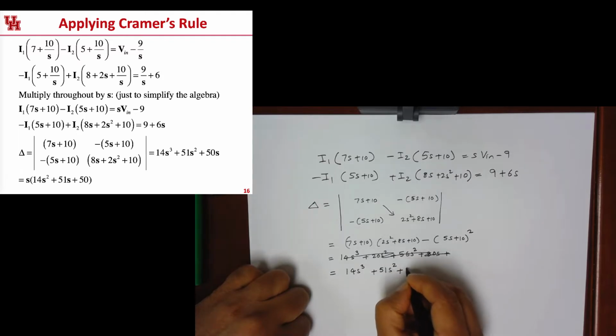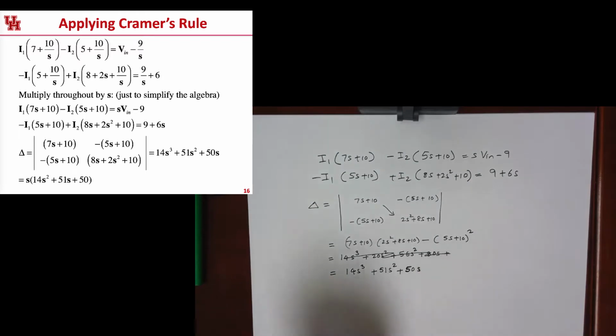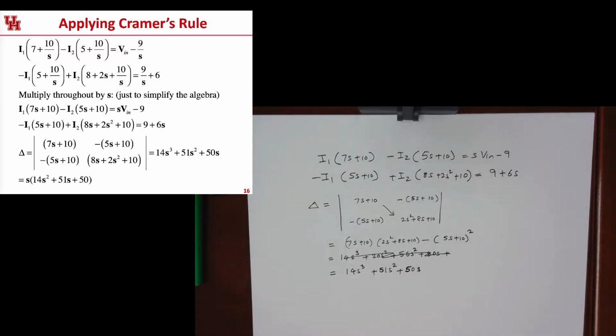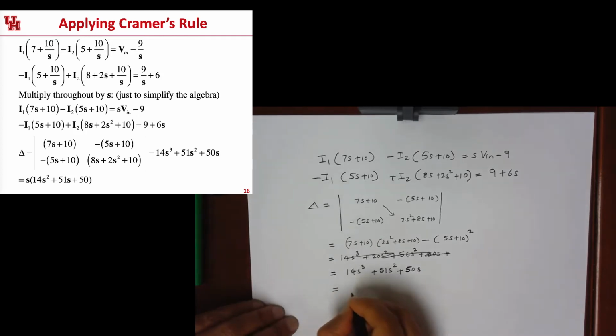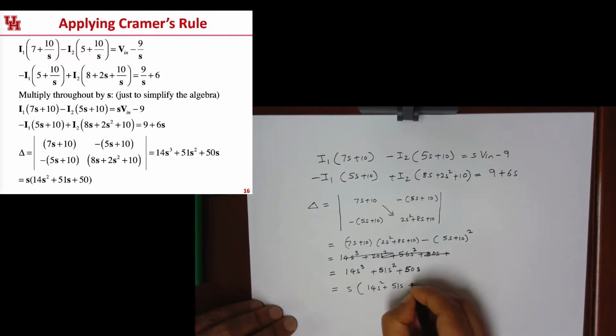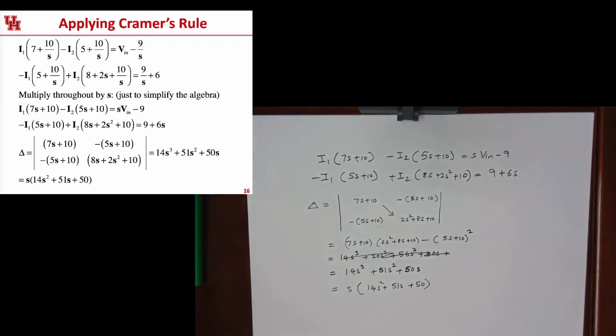Now in doing this, I think you have to be very careful in how we write our 5s and our s's, so we don't mix them up. That's one of the things to keep in mind as we do this handwritten work. So s is common, so I can take out s: 14s squared plus 51s plus 50. This is equal to delta.